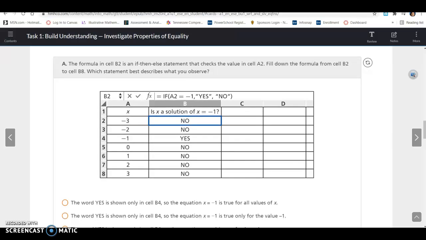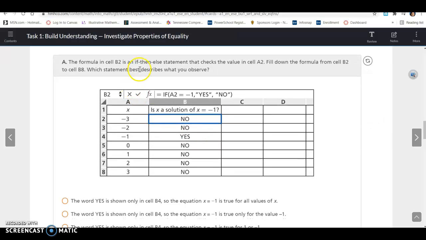All right, so the formula in cell B2 is an if-then statement that checks the value in cell A2. Fill down the formula from cell B2 to cell B8. Which statement best describes what you observe? Is x a solution of x equals negative 1? Negative 3 does not equal negative 1, so we put no. Negative 2 does not equal negative 1, so it's no. Negative 1 equals negative 1, so you'll see a yes right here. And then 0, 1, 2, or 3, all of those do not equal negative 1, so you'll see no's there.